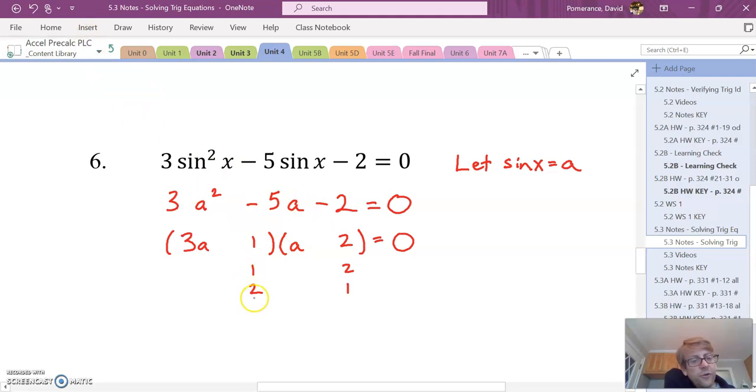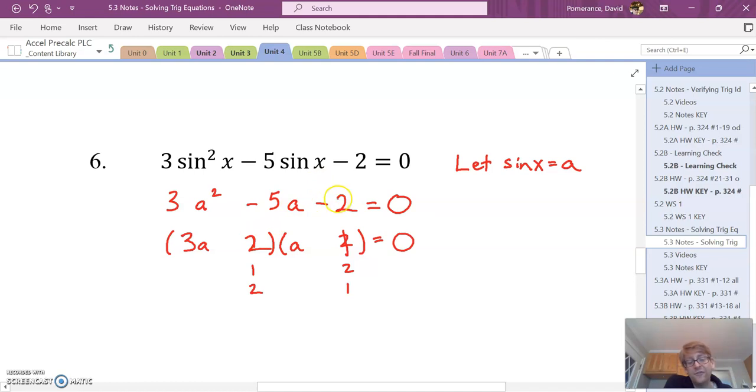Now if we try to do the 2 here and the 1 here, then think about what we would get. We'd get a 3a times 1 and a 2a. And that combines by adding to get 5. So that's actually kind of a problem. We can get 5 either way. So now we have to consider the signs.